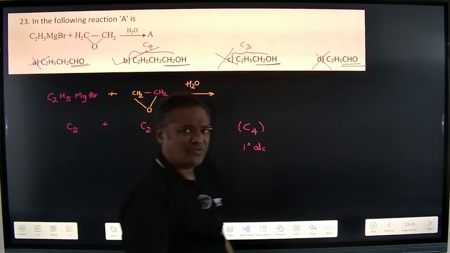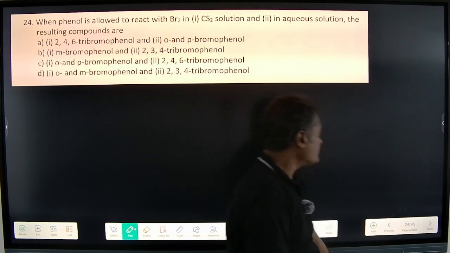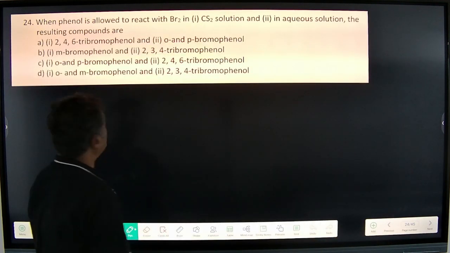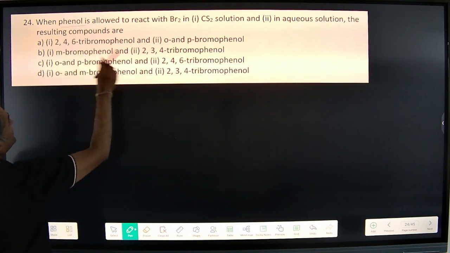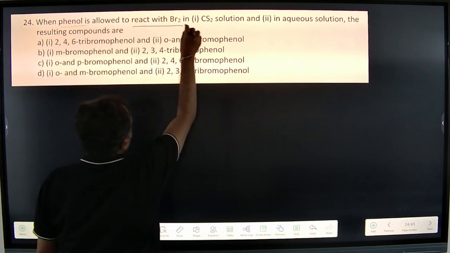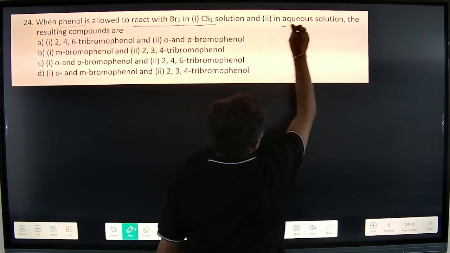In the lecture also we have discussed this question. Let us proceed with the next one. Now, the next question what you have got on the screen is phenol, which is allowed to react with bromine in carbon disulfide and in aqueous solution.